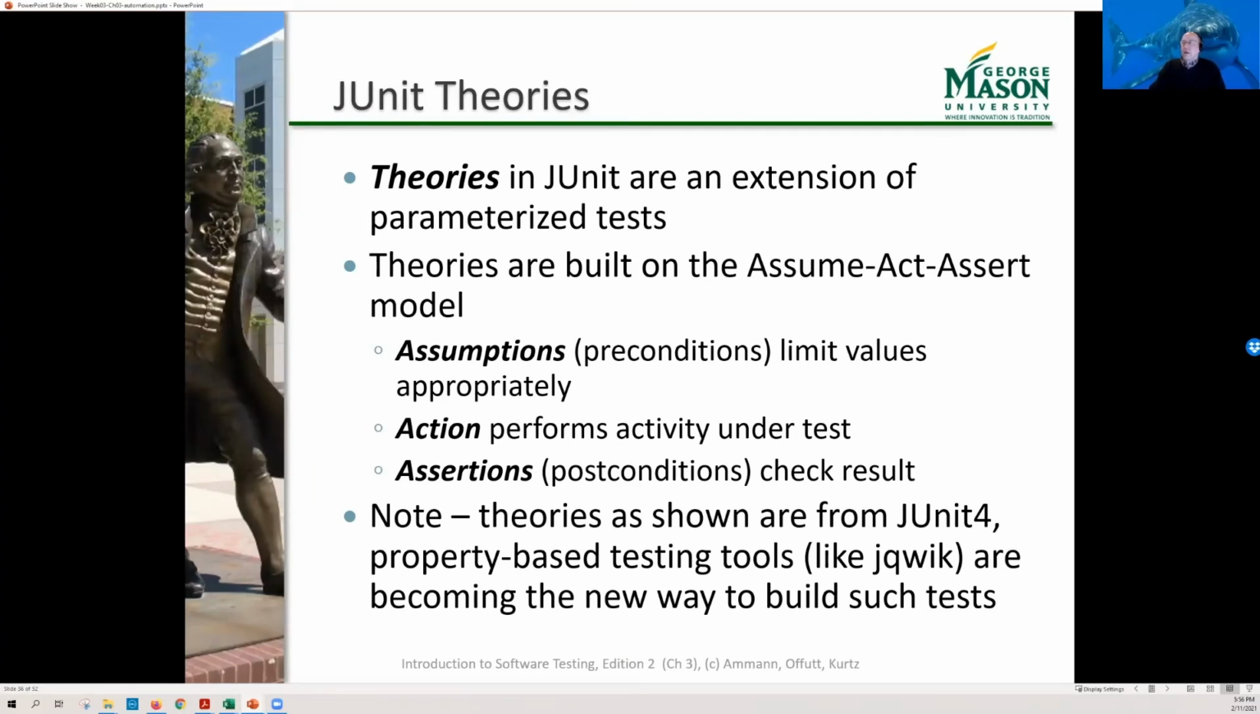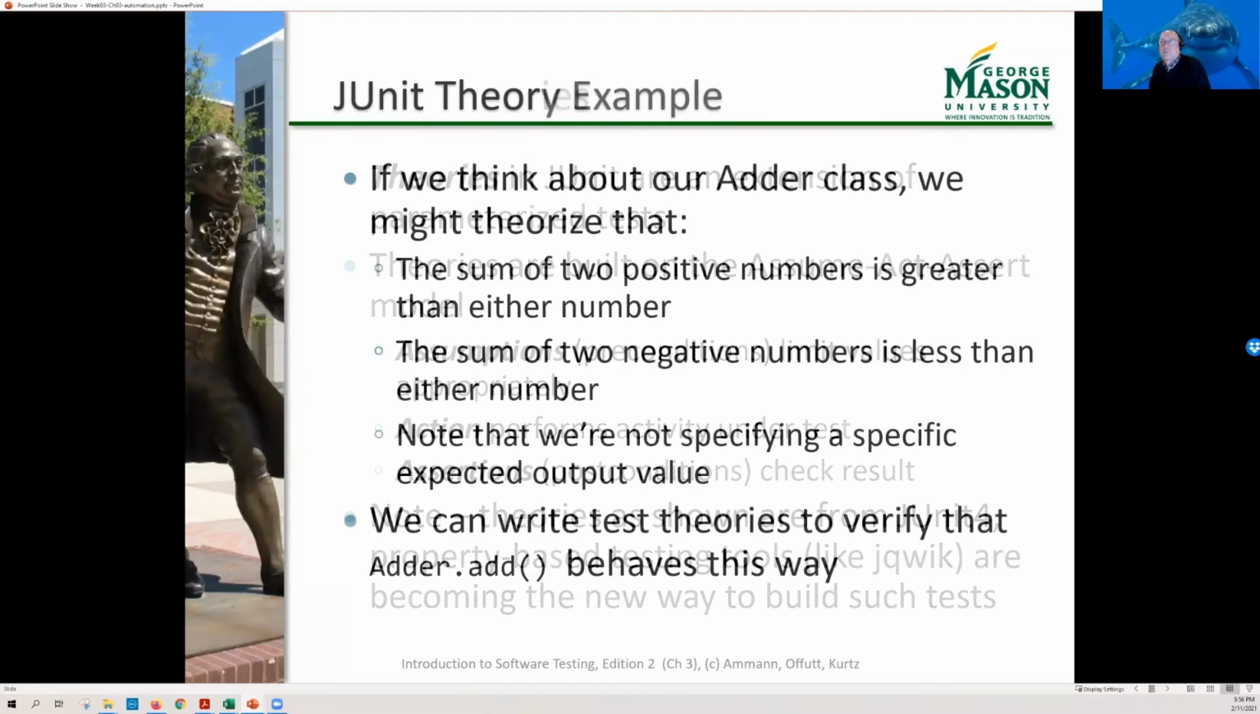So when we're building a theory, that theory is going to be based on this assume, act, assert model. And so we're going to have assumptions or preconditions. And those preconditions are going to limit the input values that we're selecting to make sure that we're only selecting valid input values. And then we're going to have an action. That action is going to do something. What's it going to do? Well, it's probably going to call the thing that we're testing. And then we're going to have postconditions or assertions, just like we had before, to check the result.